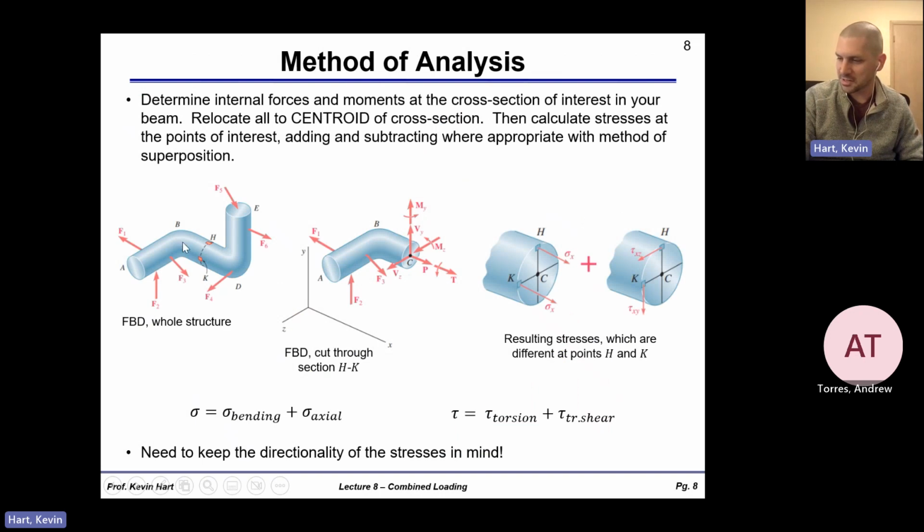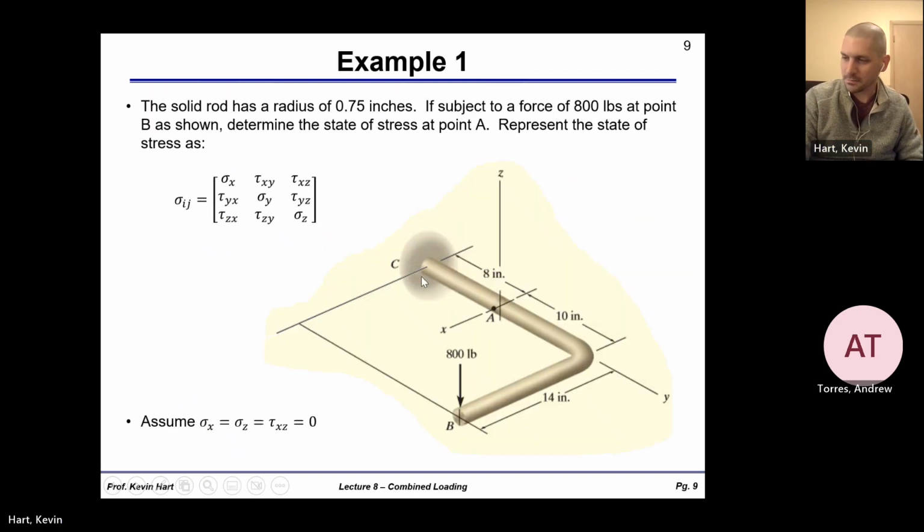Let's say you're interested in this particular member here. You're interested in points H or K, some random points on the bar. Well, what you'd want to do is cut the bar at that cross-section and relocate everything to that cross-section: moments, forces, torques, etc. And then use those pieces of information to derive the stresses that must be present inside of that cross-section for that equilibrium condition to exist. So I think that's probably the best way to study this portion of the exam: look at combined loading and do a lot of combined loading problems.